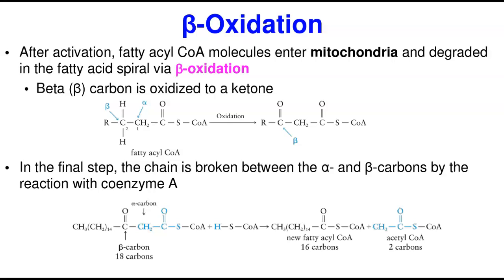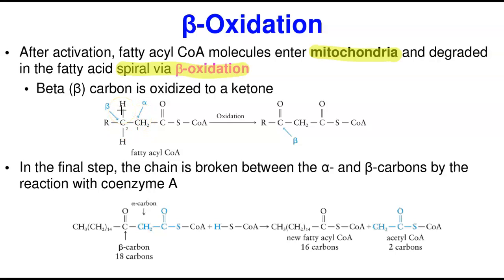Now, before we look at that cycle particularly, I want to highlight something. Like I said, after activation, the fatty acyl-CoA molecule enters the mitochondria, and then it is degraded in the beta oxidation spiral. Now, look at what is happening. In the new nomenclature, IUPAC, you're going to count this as carbon number 1, 2, 3. In the old nomenclature, it uses the Greek names. So this is the alpha carbon, this is the beta carbon.